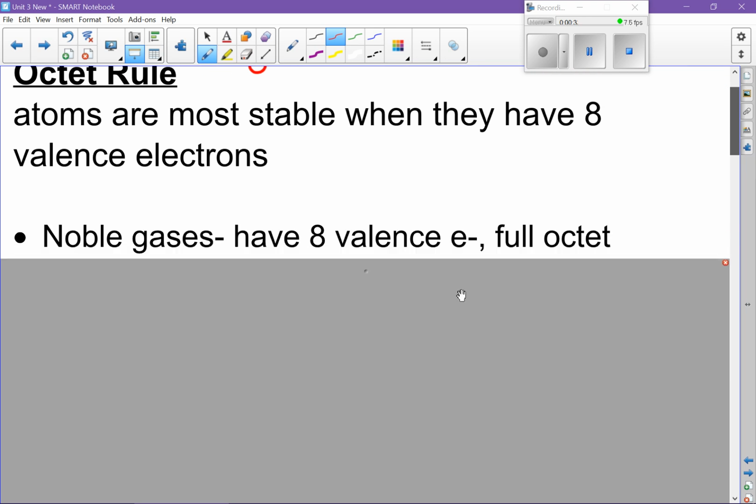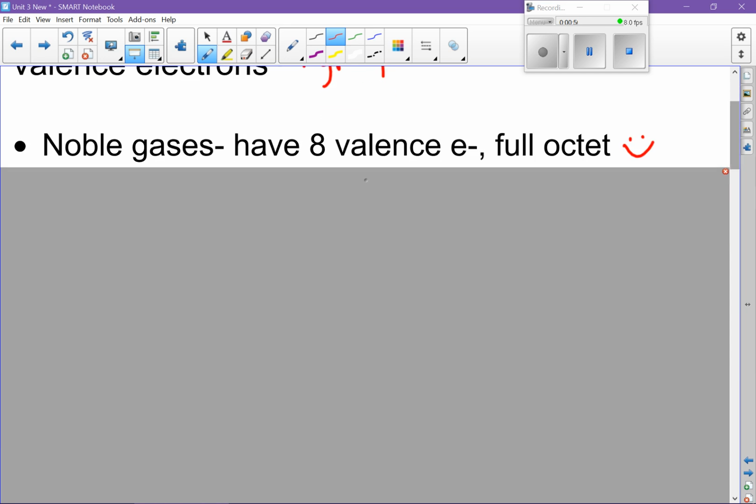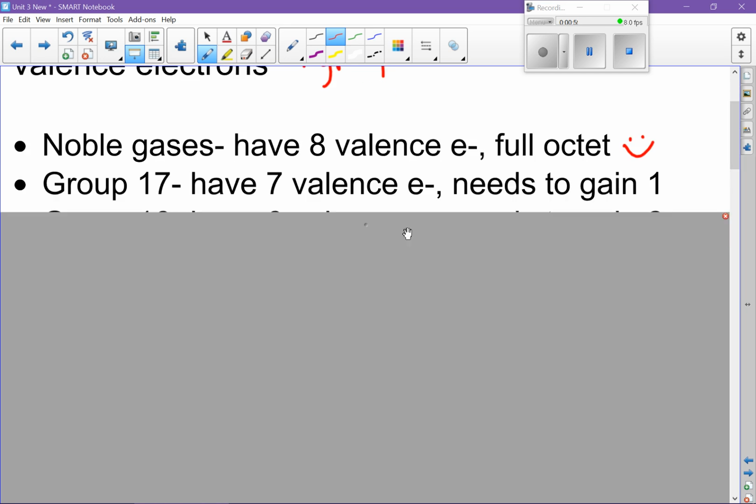So if I think about it, you know about valence electrons from our last page. This is based on the group number. So you know that the noble gases over in group 18, they already have their full valence electrons. They have that full octet. So these are the happiest elements in the world. They have their 8 valence electrons. If I think about their neighbors, the halogens, group 17, they have 7 valence electrons. So they're really, really close. They just need to gain one more electron to get their octet.